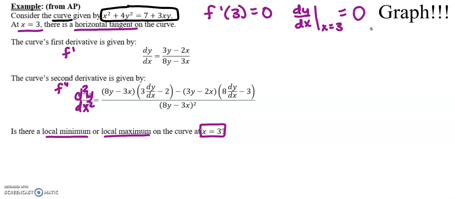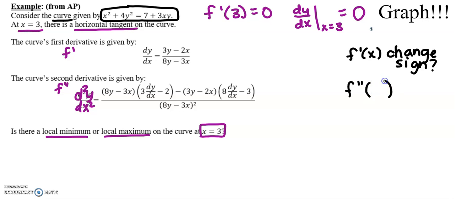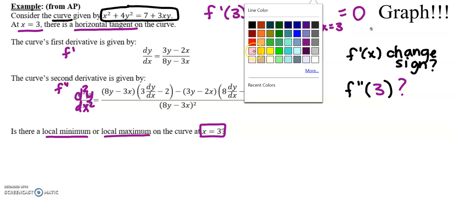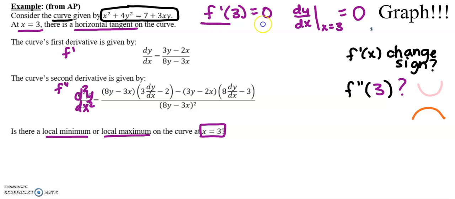Is there a local minimum or a local maximum at x equals 3? Well, there are two ways we determine maximums and minimums. We can ask whether f prime changes sign, either positive to negative or negative to positive. Or we can ask what f double prime is at the number we're considering, because f double prime tells me if I'm concave up or concave down. And I already know from my given information that x equals 3 is some sort of horizontal tangent, which means I have a max, a min, or potentially neither.